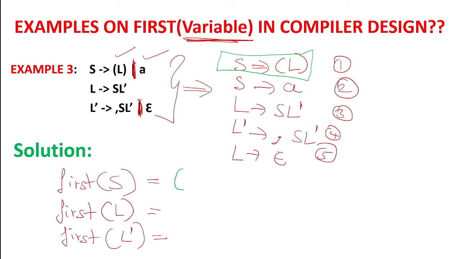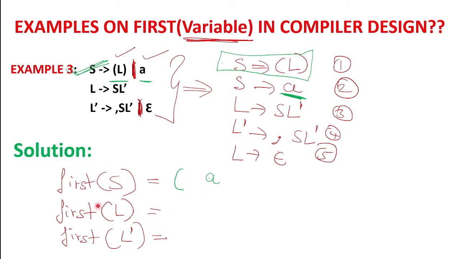Now we have to find the first of S from the second production also, because there are 2 productions of S. In the second production, S is on the left hand side. Whichever terminal comes first on the right hand side becomes the first of that variable. A is coming over here, and A is a terminal because it is not a capital letter. Small case a is also a terminal, so this is also a first of S. So we got the first of S, that is the opening curly braces and a.